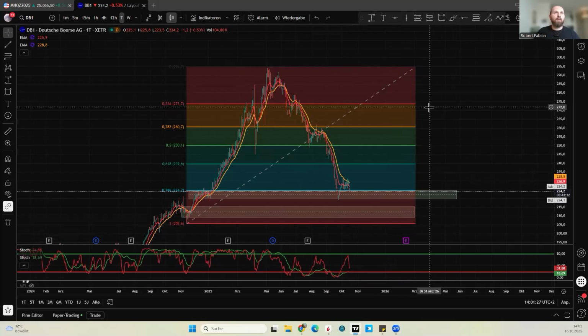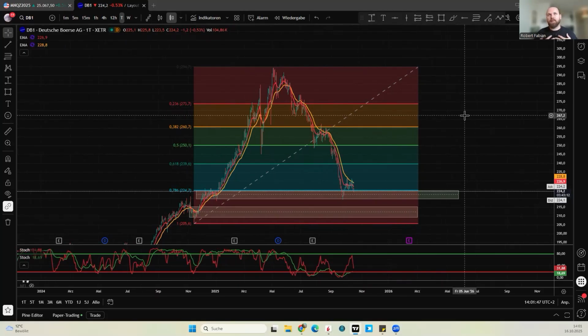And by the way, this is only from my perspective and from my side. I'm only sharing with you my trading idea. So this is not a recommendation, it's just sharing the idea.